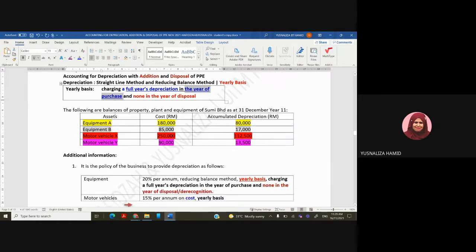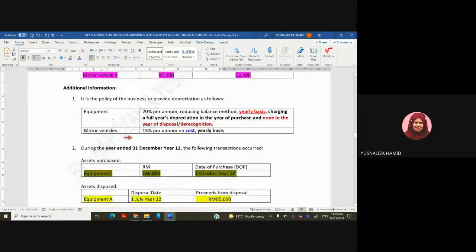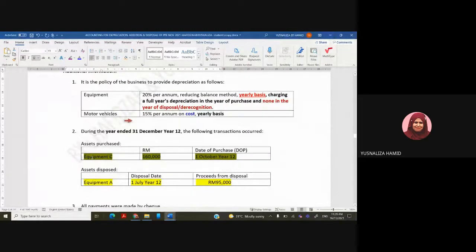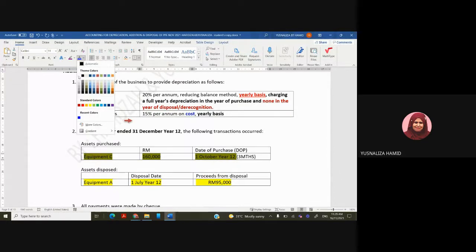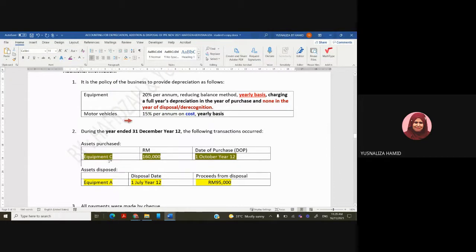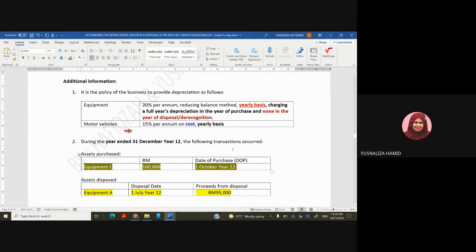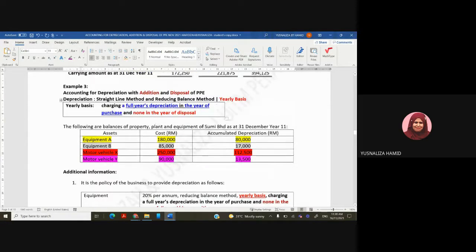So let's say for the equipment that is going to be purchased here, equipment C, that is in information number 2 here, if you purchase equipment C on 1st of October in year 12, even though you purchase it on 1st of October, that was just 3 months until 31st of December, you will still charge full year depreciation.